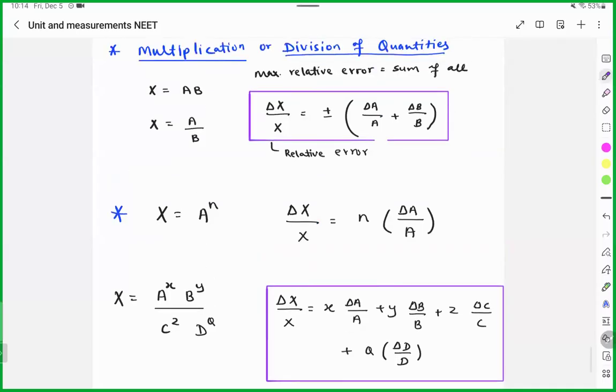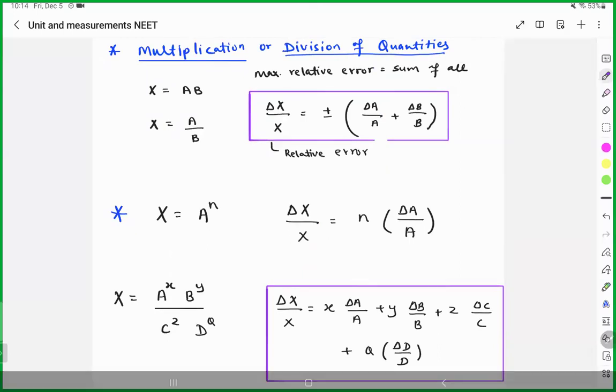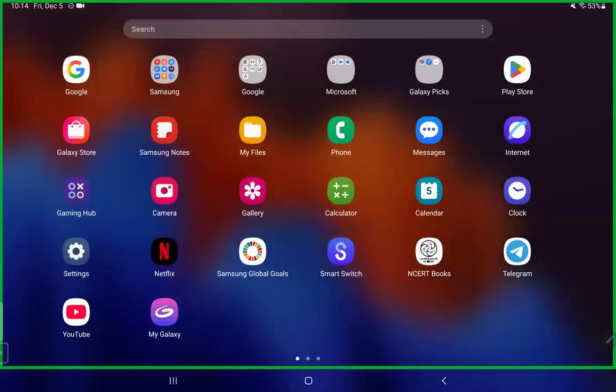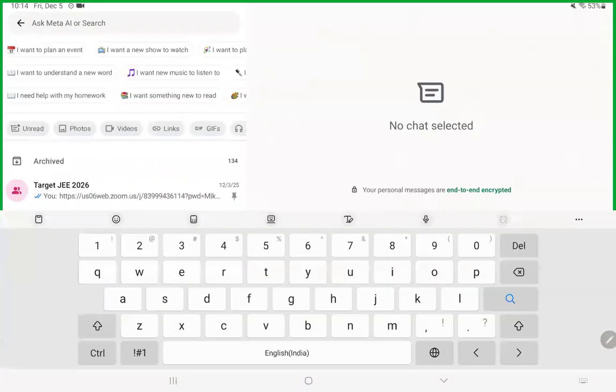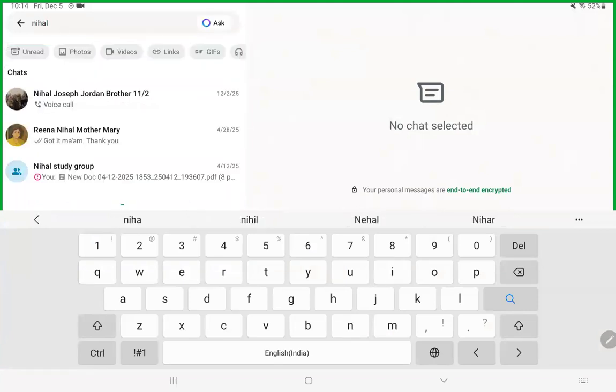Okay. So again, units and measurement. Did I save the PDF? I think I have to save all the PDF in the normal.